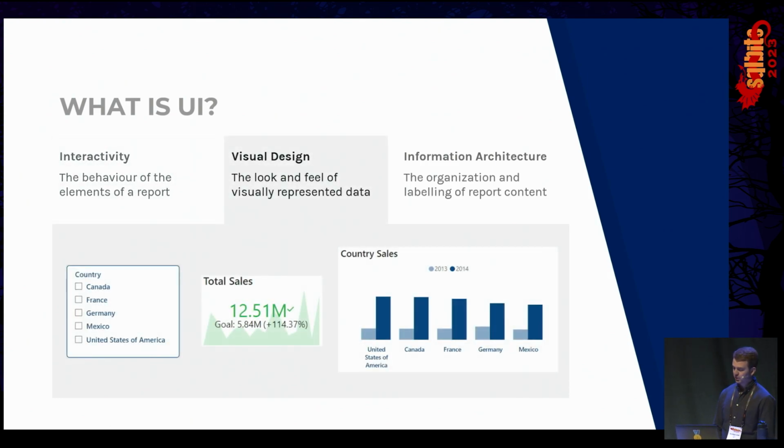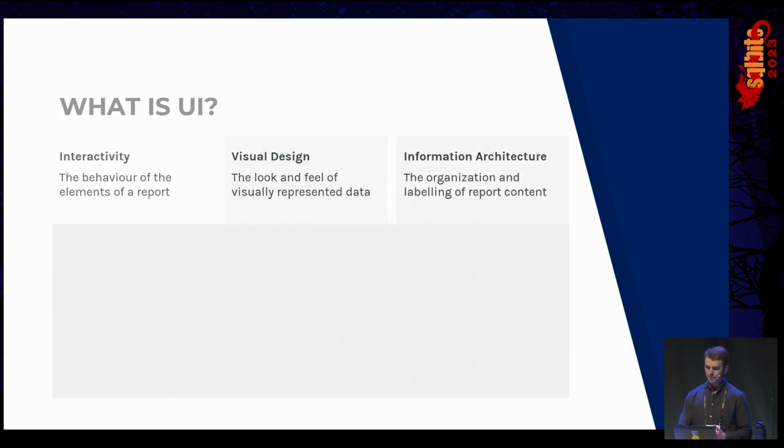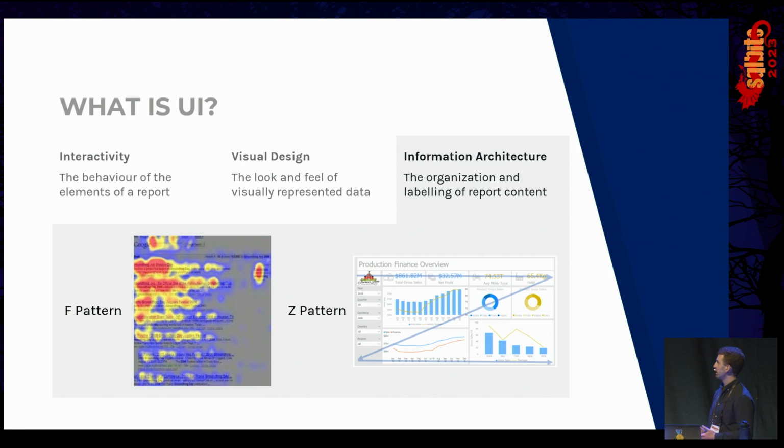We've also got visual design. This is how we are applying different design styles to our visuals. What fonts are we using? What color schemes are we using? Anything that drives that look and feel of our visuals. And lastly, information architecture. Information architecture is all about how we organize and label our report content.